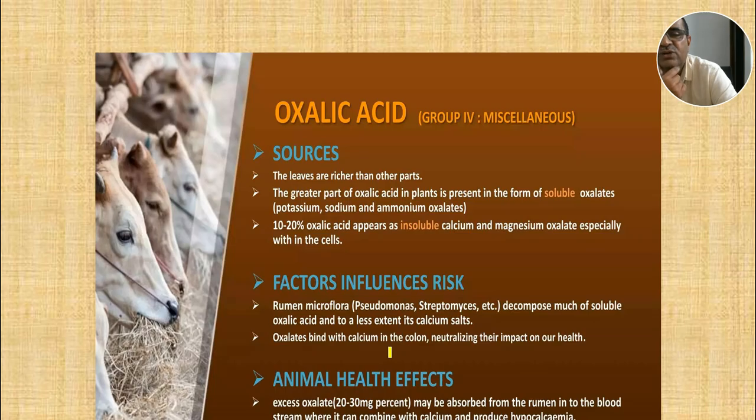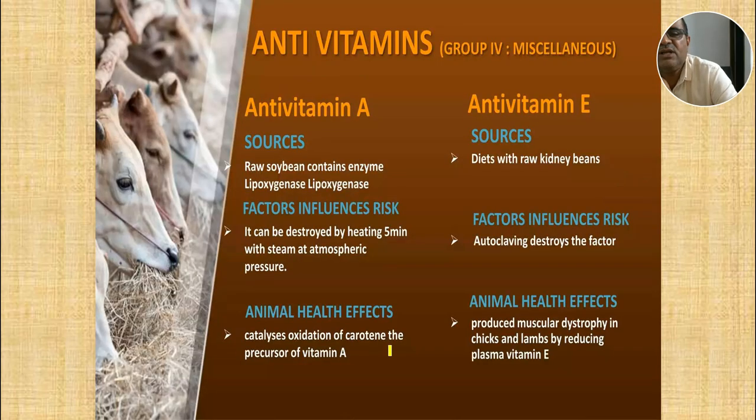in poultry. Oxalates always cause deficiency of calcium, because calcium oxalate will be formed and it is unavailable. Anti-nutritional factors also include anti-vitamin A, anti-vitamin E, etc. So raw soybean causes anti-vitamin A and anti-vitamin E effects, as in diets with kidney beans.